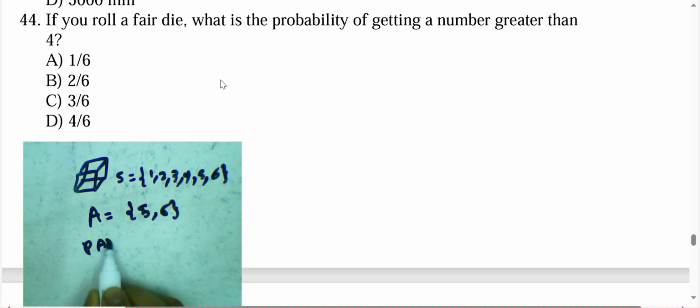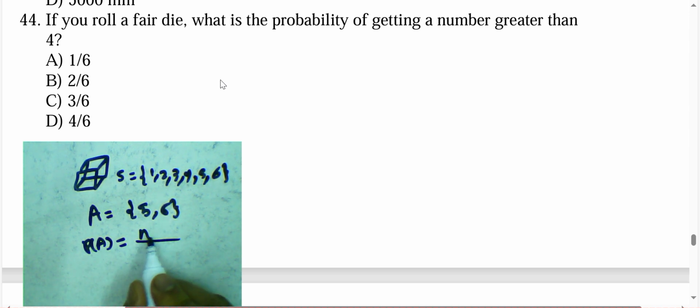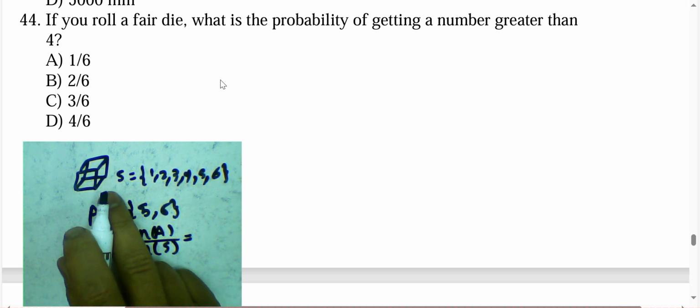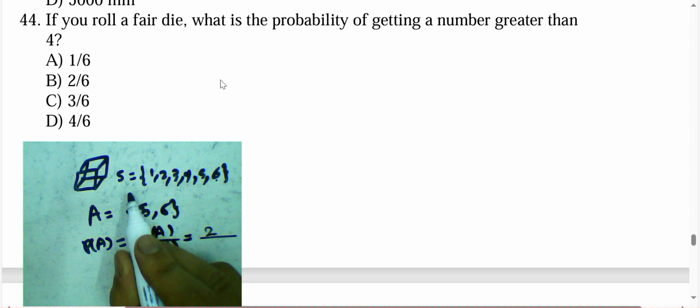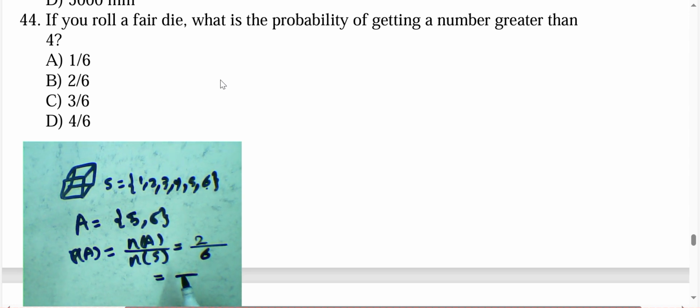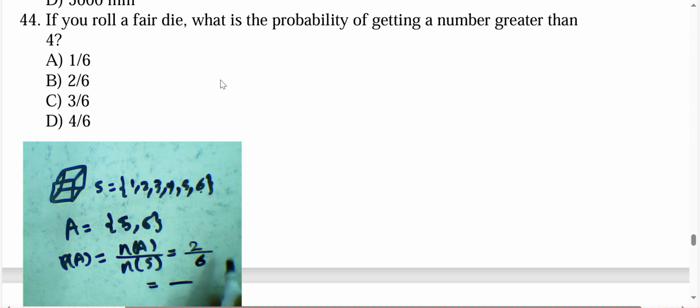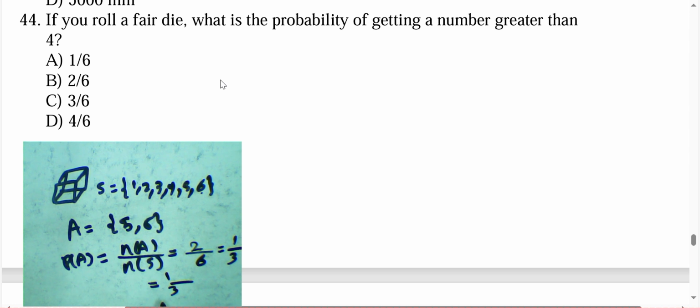The probability of this event, a number greater than 4, will be the number of elements of this event divided by the number of elements in the sample space. We have only 5 and 6 from 6, that is 1, 2, 3, 4, 5, 6. The result in the simplest form is divided by 2 for numerator and denominator. 2 divided by 2 equals 1 and 6 divided by 2 equals 3. Then the result will be one third.